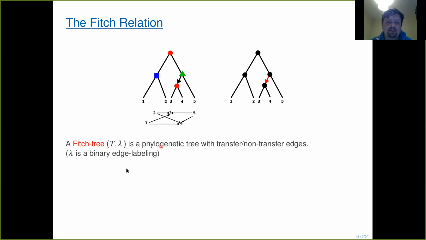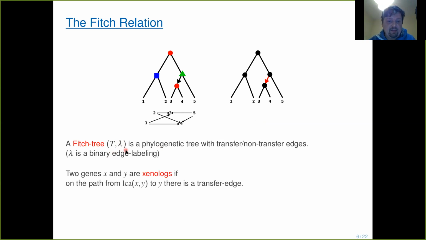A Fitch tree is simply a rooted phylogenetic tree together with a binary edge labeling lambda saying this is a transfer edge or not. Again, this is a definition. We say two genes X and Y are xenologs if on the path from the last common ancestor of them to Y, there is a transfer edge. Then X is xenologous to Y. And a Fitch relation contains all the pairs of xenologs that I can obtain from a Fitch tree, right? So X of T lambda comprises all pairs of xenologous genes that I can get from this tree.